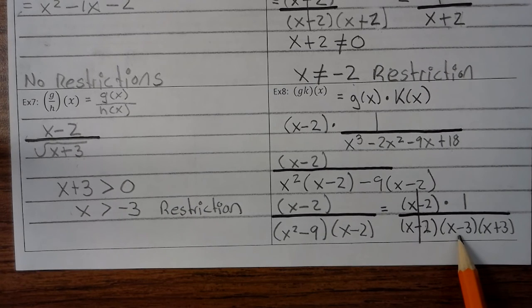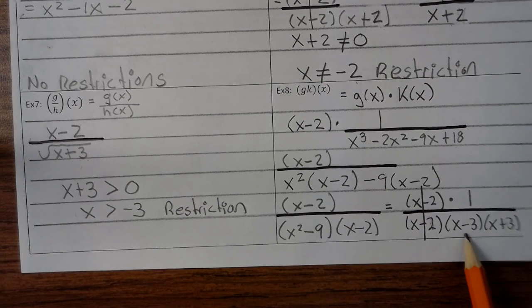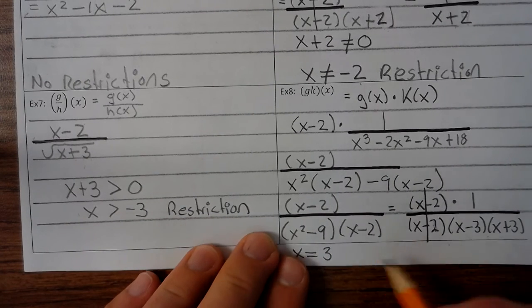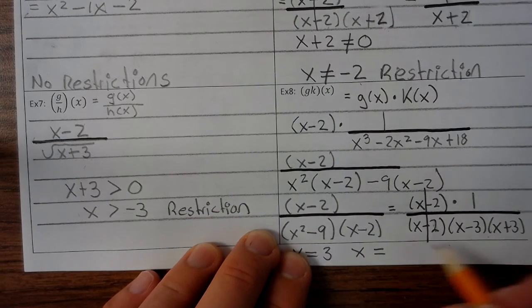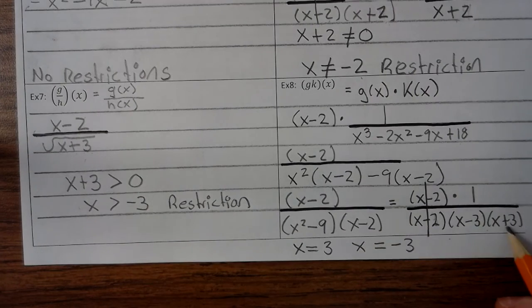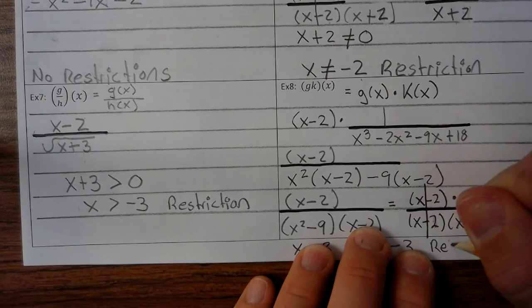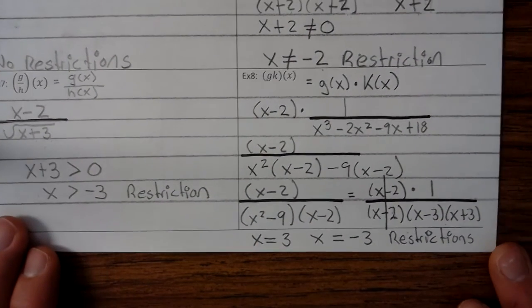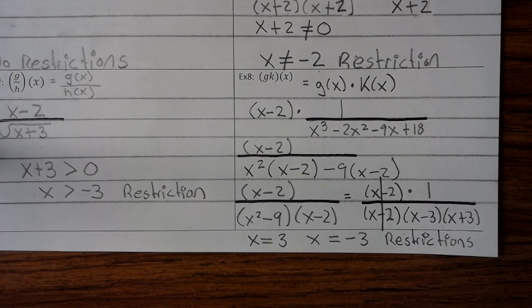Well, we need to set these equal to 0 to find the restrictions. Well, when you do that, you find that x equals 3, because 3 minus 3 is 0, and x equals negative 3, because that makes that 0, are your restrictions. All right, go ahead and finish up example 8 and start working on your assignment, and have a wonderful Wildcat day.